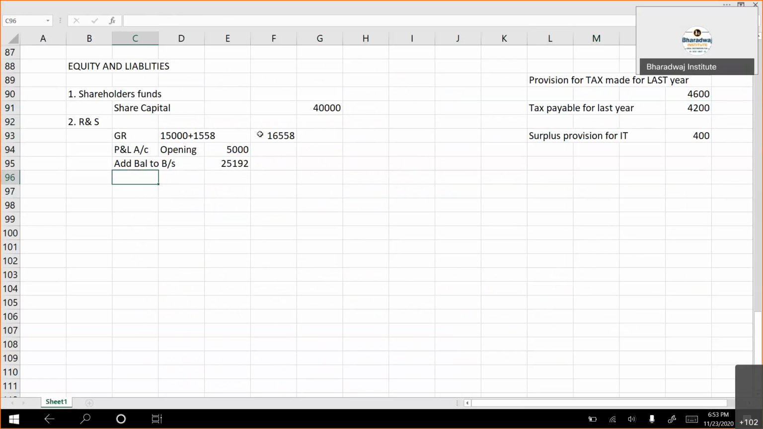Don't take this to the P&L account because it is not a current year item. It's a last year item. Once again, I repeat, the opening balance of provision for tax is 4,600. Tax payable for the last year is 4,200. There is a surplus provision of 400 that will be added with the P&L account. Surplus provision for income tax, 400.